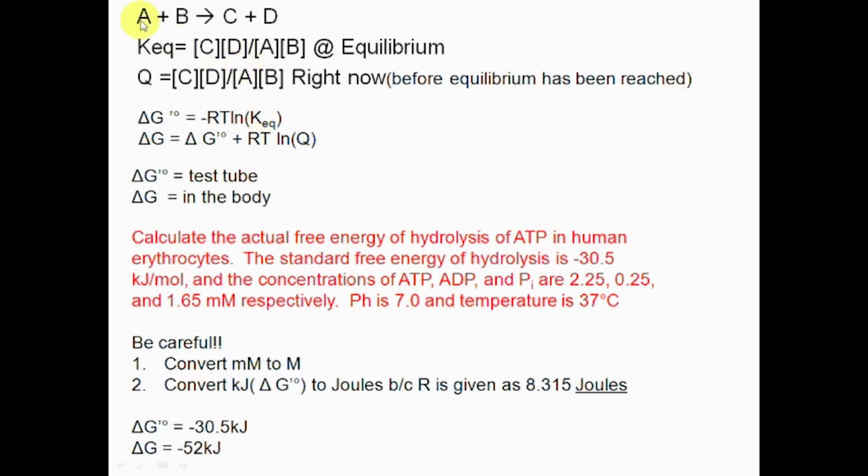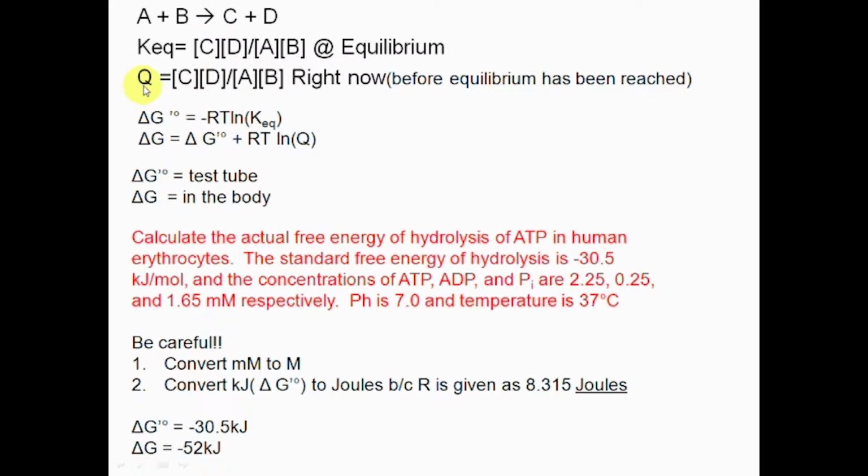Up here we have a reaction: A plus B yields the products C plus D. An equilibrium constant would be the concentration of the products, C and D, divided by the concentration of the reactants, and that would be at equilibrium. So you dump A and B into a test tube and wait, say, 30 minutes until it's reached equilibrium, and then you find the concentrations of each part at equilibrium.